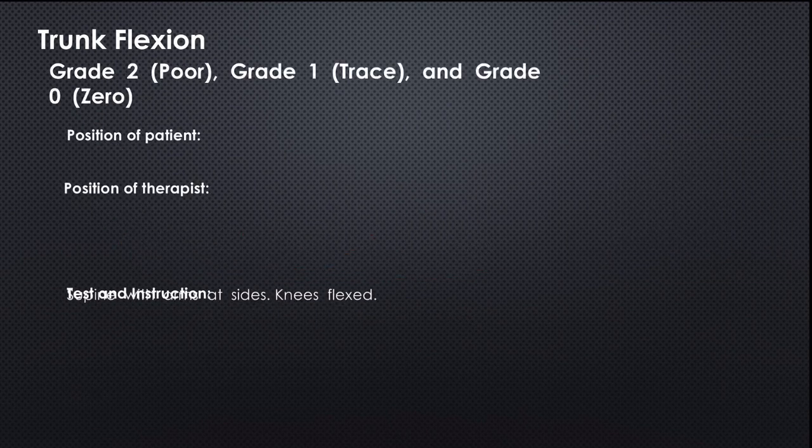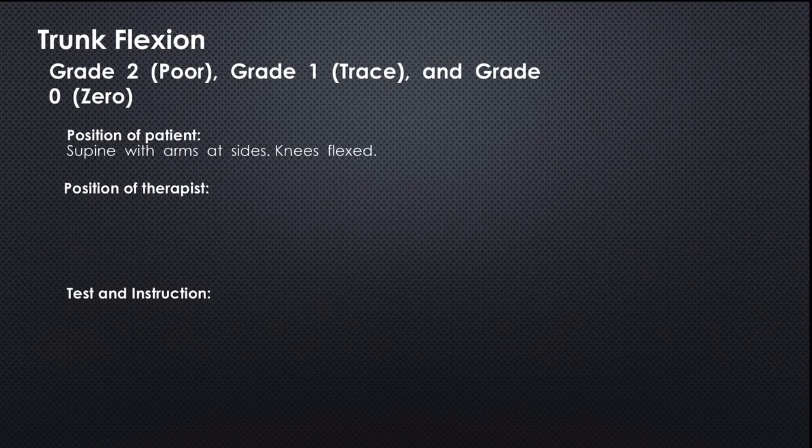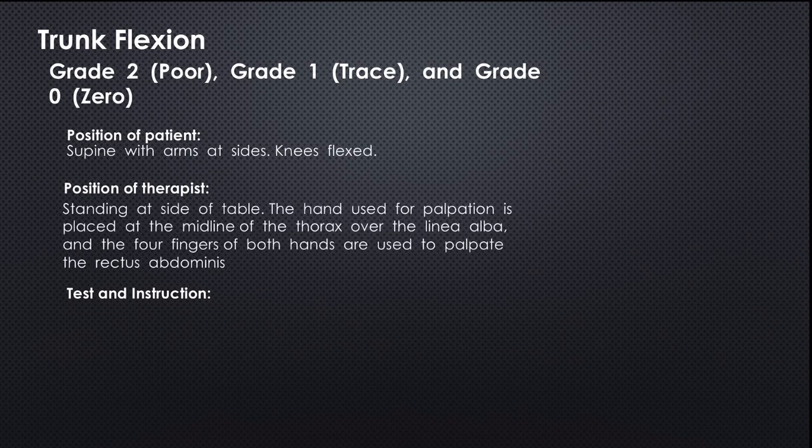Okay, for grade 2, arms at the sides, knees flexed. For the therapist's position, standing at the side of the table, the hand used for palpation is placed at the midline of the thorax, over the linea alba, and four fingers of both hands are used to palpate the rectus abdominis muscle. So rectus abdominis, these are your abs. These are the muscles that you can see on the belly when they are hypertrophied.